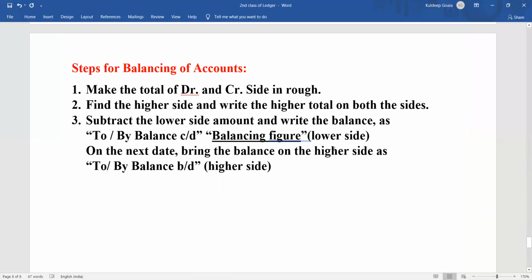After you have done the balance carried down, what will you write? On the lower side, you write down the balancing figure. The same will be brought down again on the higher side, the same balancing figure. This balancing figure only will be appearing there. So nothing to worry, it will remain the same.